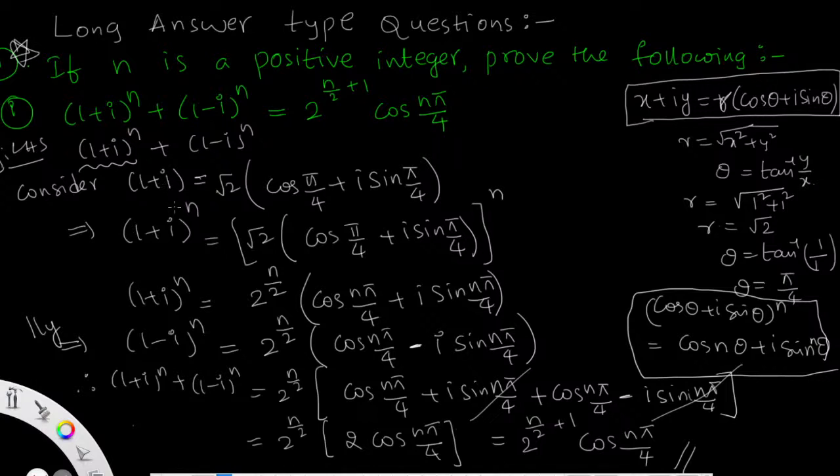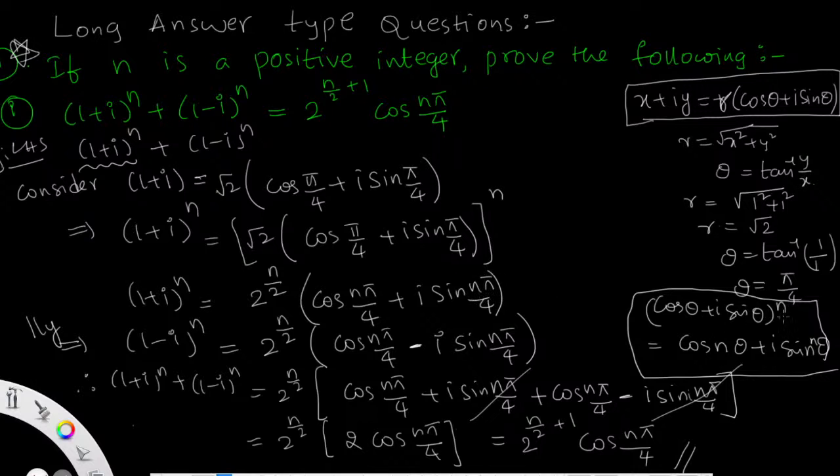So write 1 plus i in the modulus amplitude form as root 2 into cos of pi by 4 plus i sin pi by 4. And next, the power raised to n. So that is the total thing raised to the power n. Root 2 means 2 to the power of 1 by 2, whole to the power of n, nothing but 2 to the power of n by 2, into cos of angle. So the power is joined with the argument, that is cos n pi by 4 plus i sin n pi by 4.